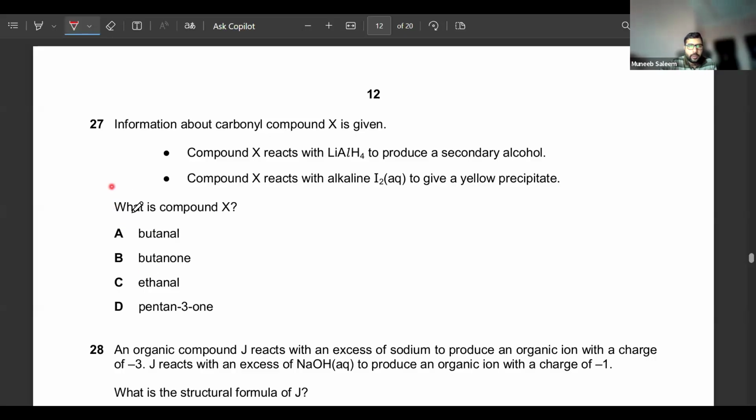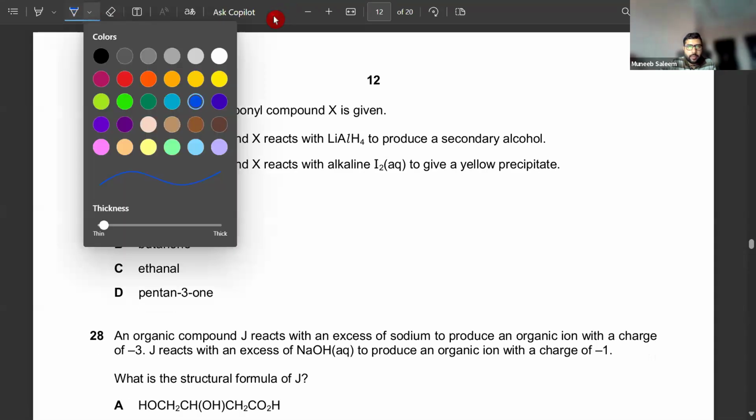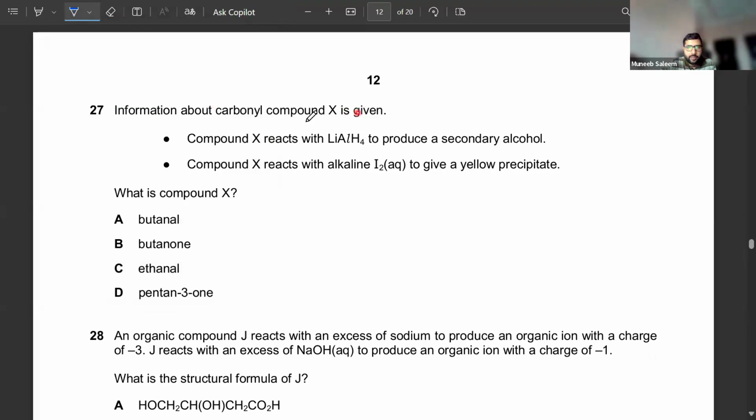Now question number 27. Information about carbonyl compound X is given. X reacts with lithium aluminum hydride to produce a secondary alcohol. If the carbonyl produces a secondary alcohol, then it is clearly a ketonic compound. It's a ketone. The second point says it reacts with alkaline I2 to give a yellow precipitate.